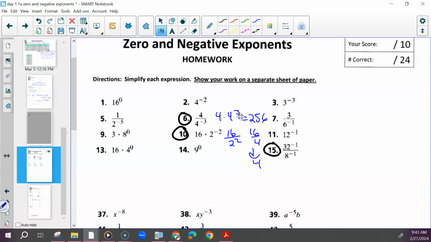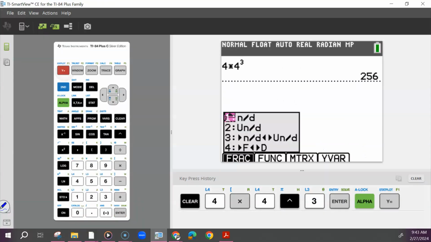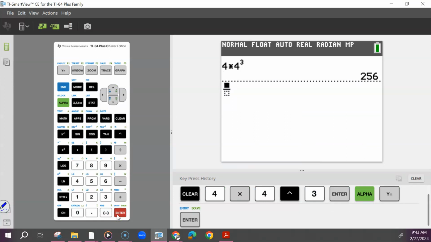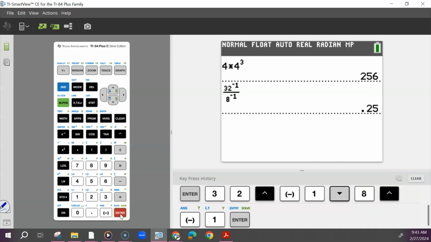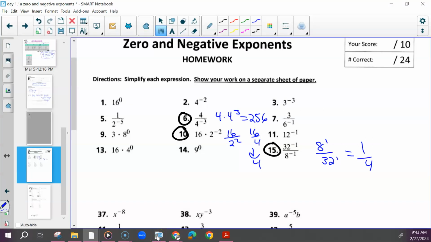15, they both have a negative, so you're really just switching them. You can drop the exponents and then simplify this. Also, if you had put in this original 32 over to the negative 1 over 8 to the negative 1, you would also get that 1/4. So use your calculator, double check yourself. Okay. Other questions?